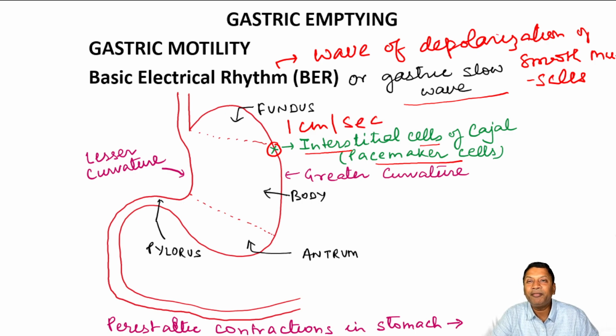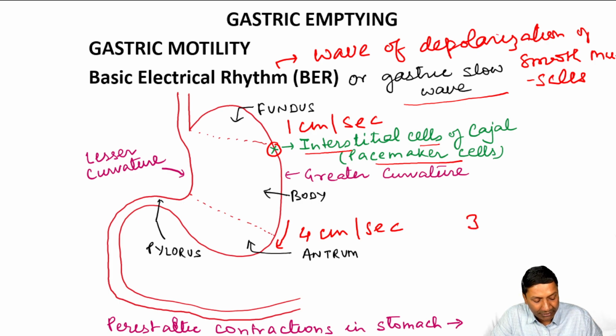And this contraction wave will increase as we move from the fundus to the body and the body to the antrum. So near the antrum, this contraction is approximately 4 centimeters in 1 second, so 4 centimeters per second, right? And these contractions take place approximately every 20 seconds, which means there are 3 contractions in 1 minute. So the rate of contraction formation is approximately 3 contractions per minute.